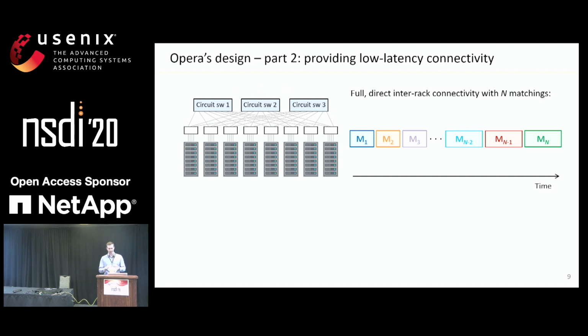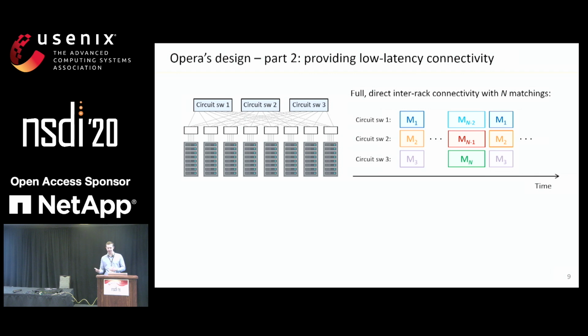In a real network, we don't just have a single circuit switch connecting racks, we have multiple circuit switches. And so this enables us to step through these matchings in parallel rather than in series. At any given time, we have multiple matchings that are active. And so one of the key insights in Opera is that if we design these matchings appropriately, we can actually ensure that they form an expander graph. So another way to think about stepping through these matchings, in addition to providing this direct connectivity over time, is that at any given time, we're implementing an expander graph.